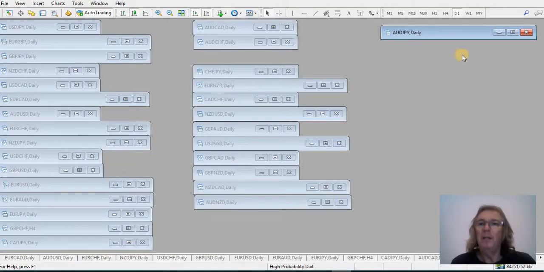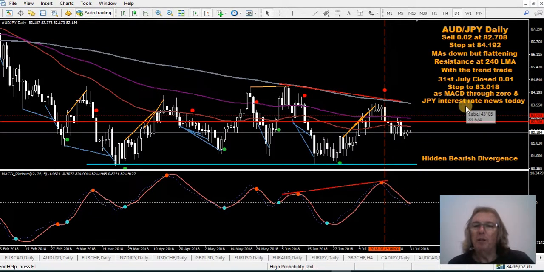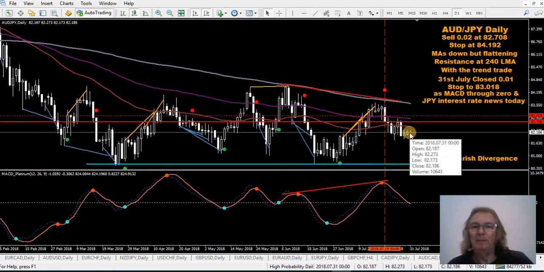On the high probability daily, Oz Japanese yen in a sell here. This morning the mod MACD has gone through the zero level, so all I've done is close half my trade, close 0.01, and brought my stop down just above these highs here to 83.018. Main reason is the MACD through the zero level, and it's Japanese interest rate news today, so I'm just protecting this position a little bit. It's not really going very far very quickly.